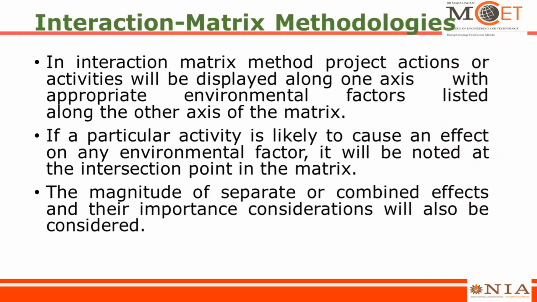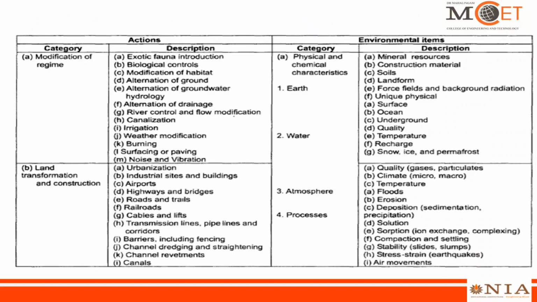The magnitude of separate or combined effects and their importance will also be considered, right? So here you can see what the different actions are. The environmental factors are provided on the right side, right? In the last session we have seen a very simple matrix. This is a little bit more complicated in the sense that they have different actions being elaborated on the left hand side of your table.